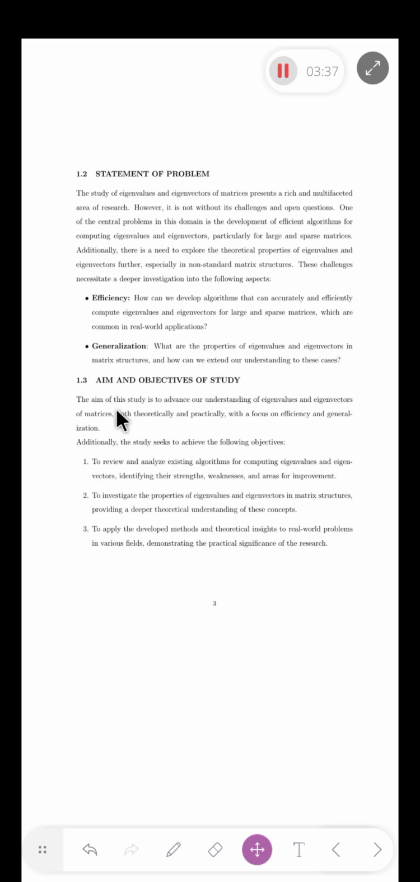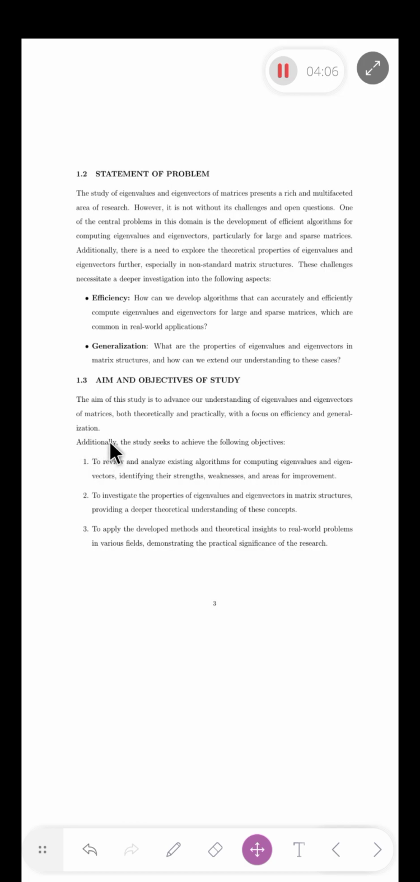And the aim and objective of this study is to advance our understanding of this particular topic called eigenvalues and eigenvectors of matrices, both theoretically and practically. For this seminar work, we are going to begin with the theoretical aspect. When it comes to the project, which is for next semester, we are going to work on the practical aspect with a focus on efficiency and generalization.